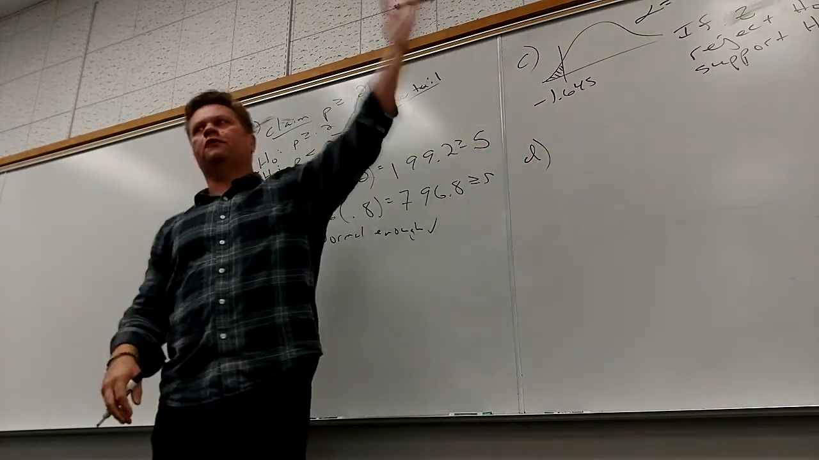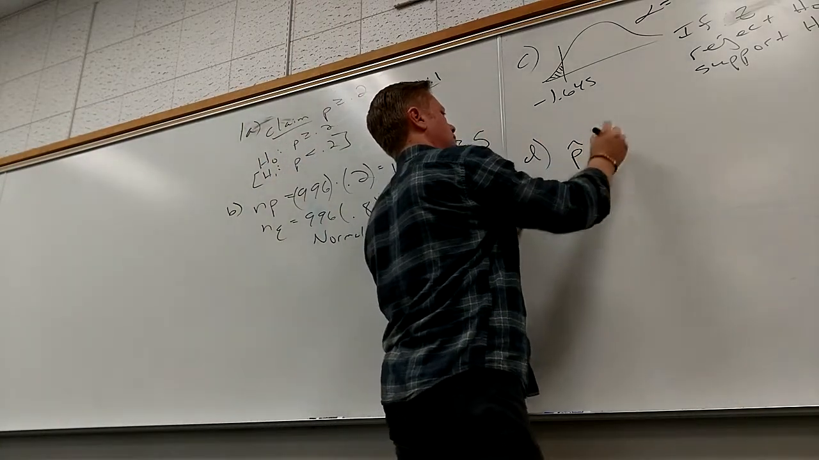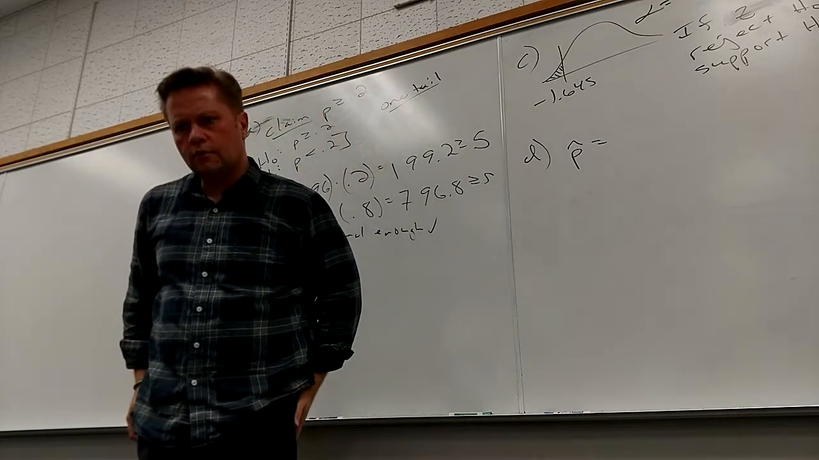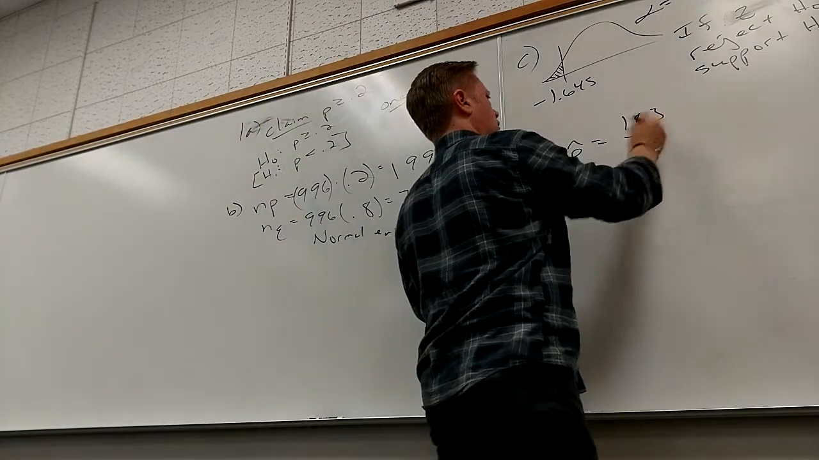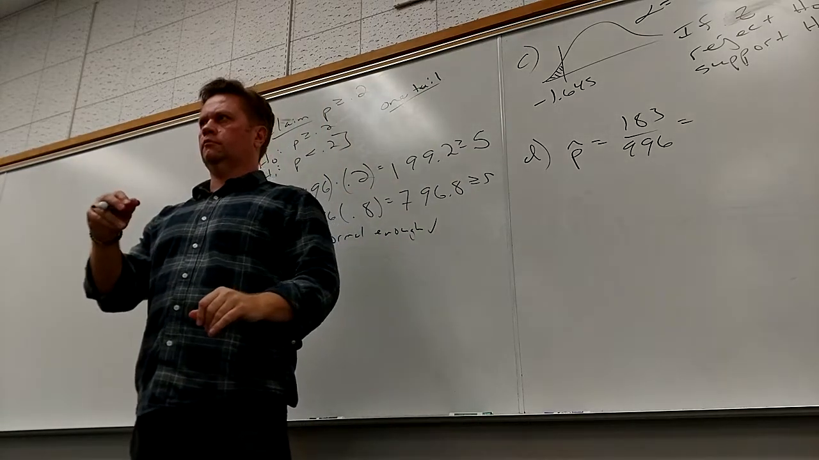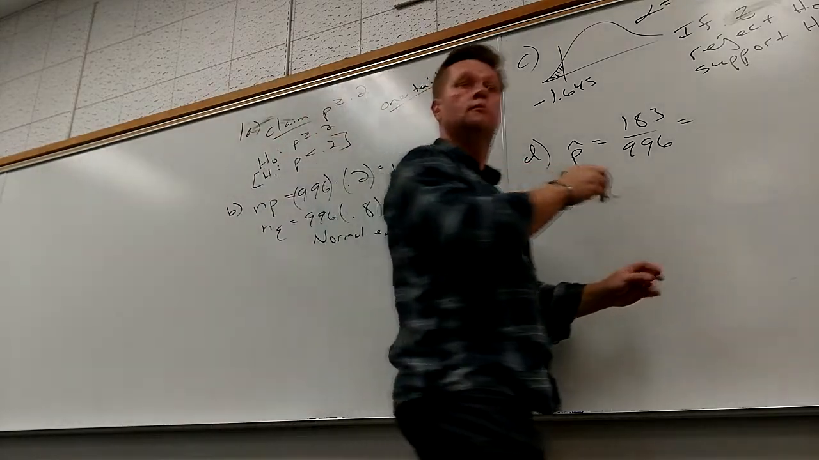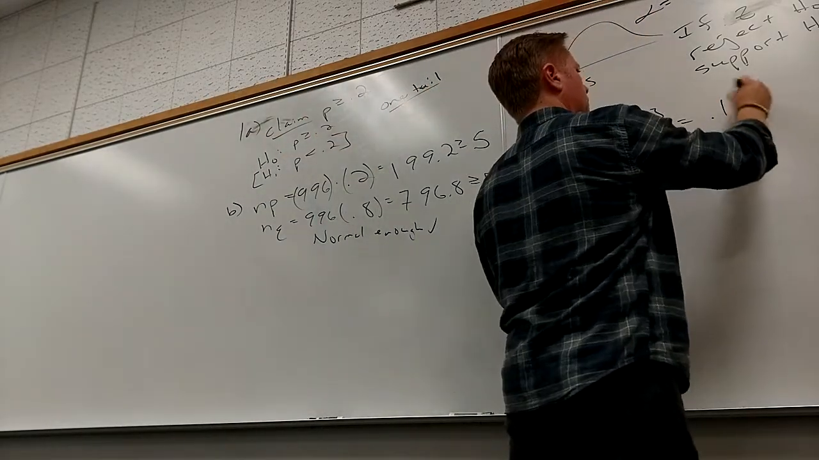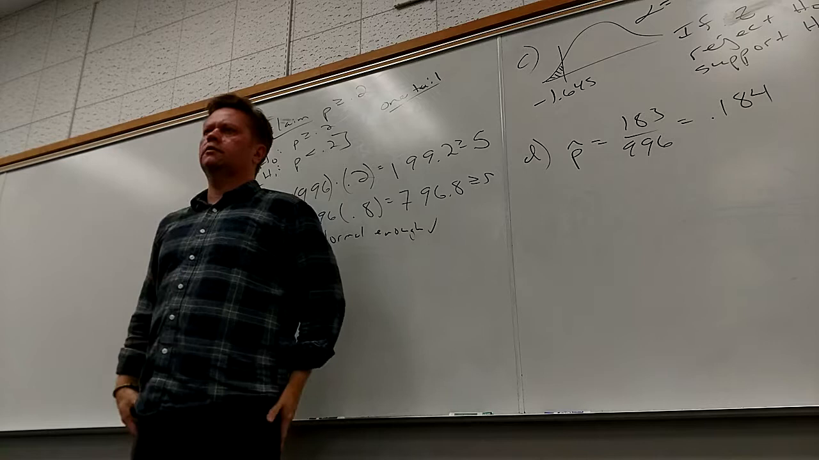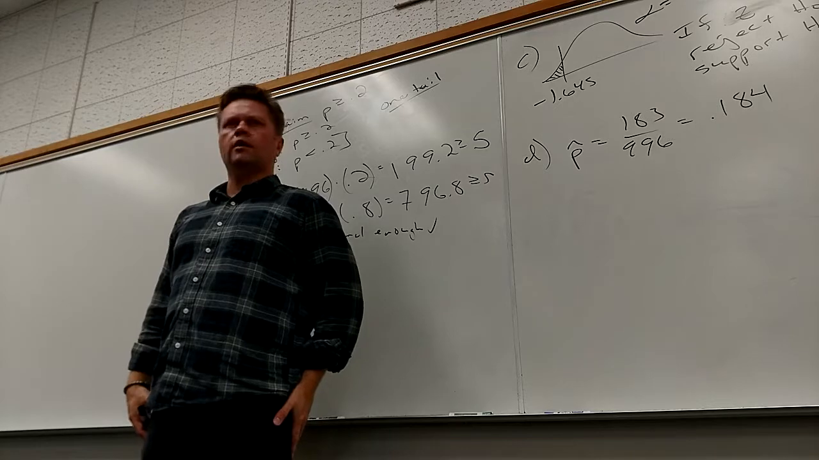So now that we've set up what far enough away is, we have to go see how far away we got. How do you get p hat? Now we've got to do our sample information, right? What's p hat? 183 over 996. 0.184, like that? Okay. Let me stop here for a second. And now I get everything I need.